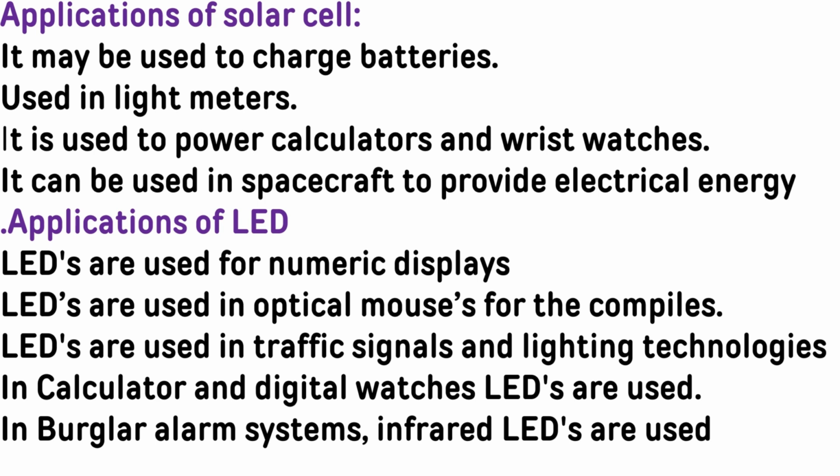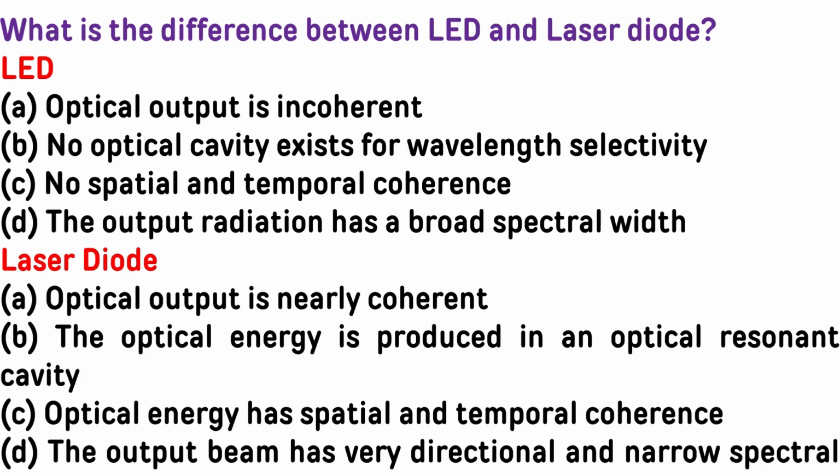What is the difference between LED and laser diode? LED optical output is incoherent, whereas laser diode optical output is nearly coherent. For LED, no optical cavity exists for wavelength selectivity. For laser diode, the optical energy is produced in an optical resonant cavity.